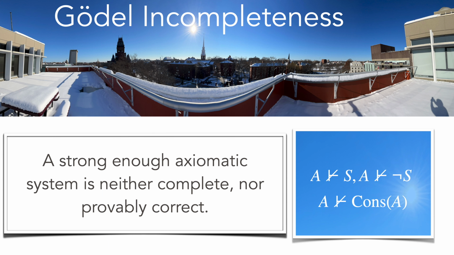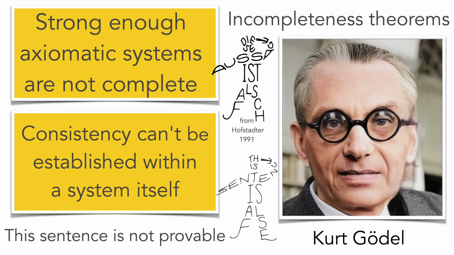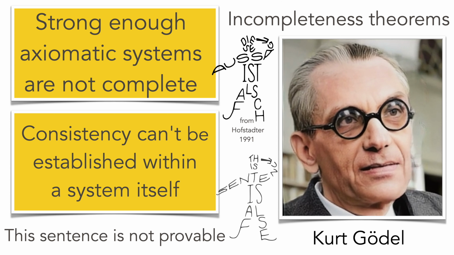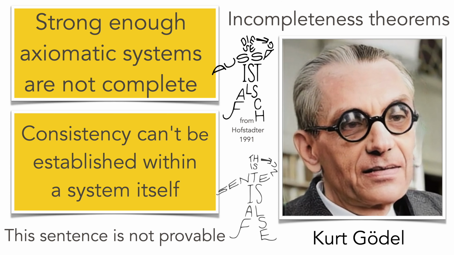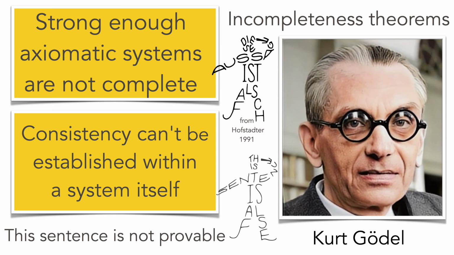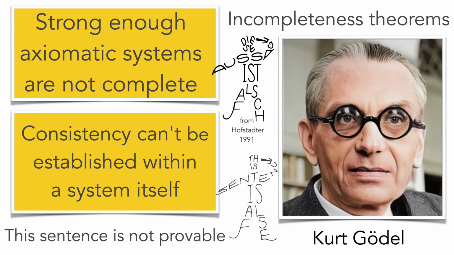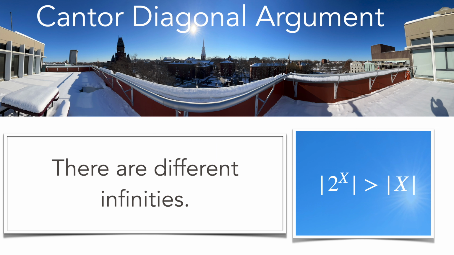The Gödel incompleteness theorems are astounding. They destroyed Hilbert's dream of a complete system for mathematics and also the hope to prove consistency within the system. The first incompleteness theorem assures that a strong enough axiomatic system is never complete. The second established that consistency cannot be proven within the system itself. Gödel essentially proved: this sentence cannot be proven.